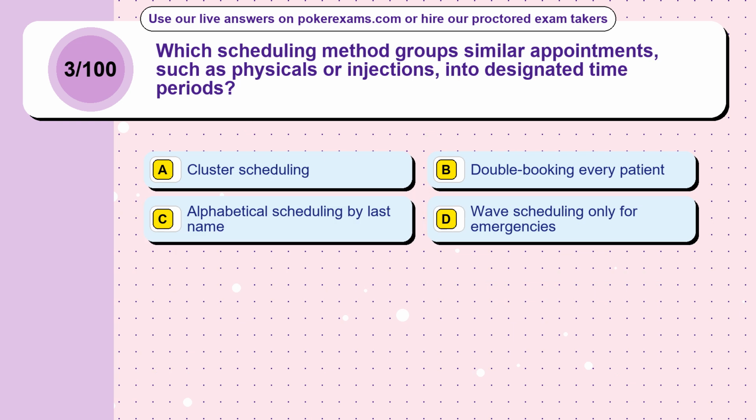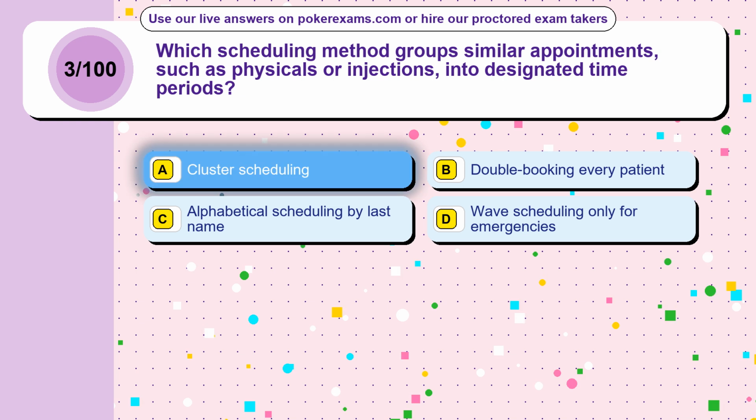Question 3. Which scheduling method groups similar appointments, such as physicals or injections, into designated time periods? Option A. Cluster scheduling. Option B. Double booking every patient. Option C. Alphabetical scheduling by last name. Option D. Wave scheduling only for emergencies.